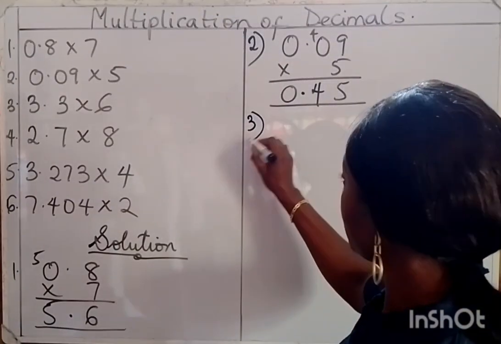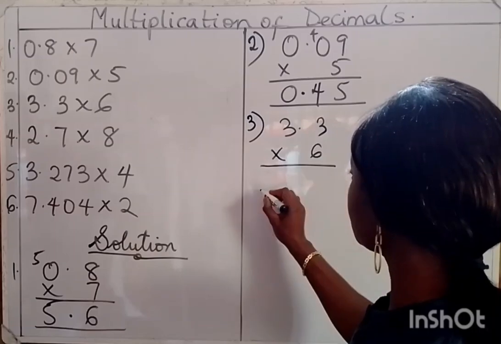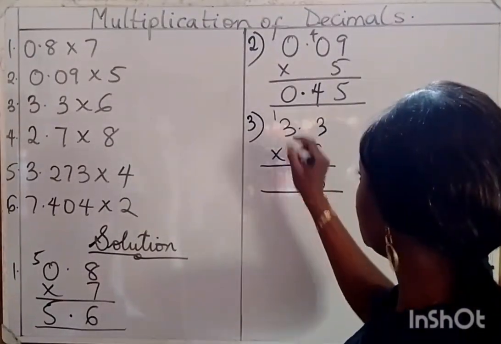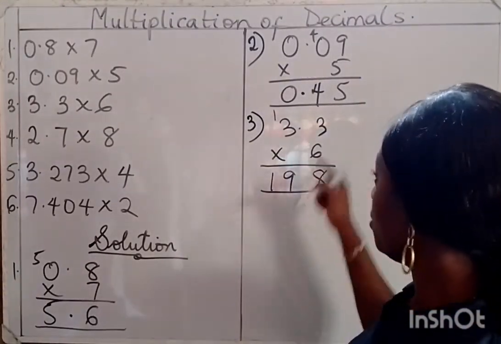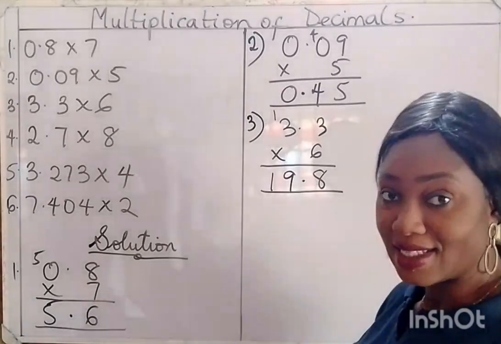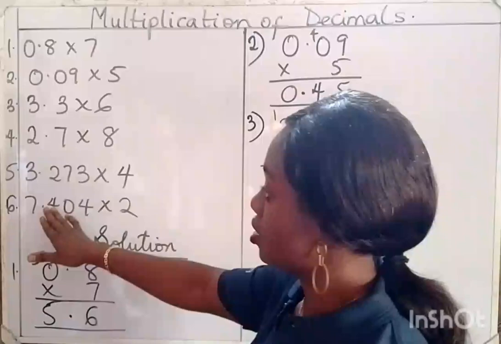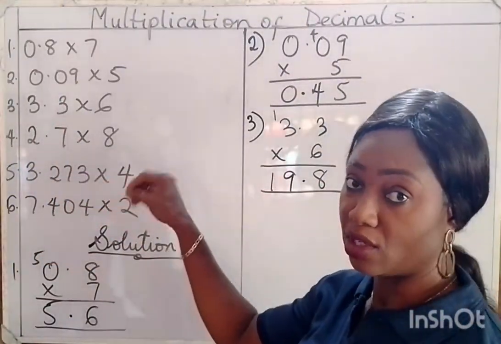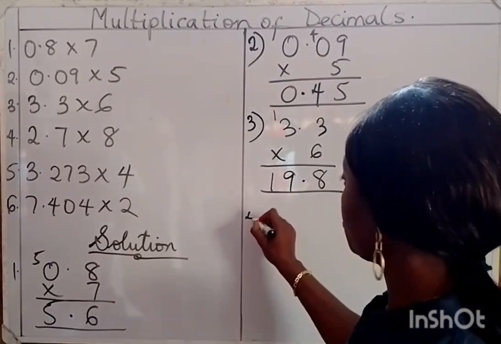Then the third question, we have 3.3 times 6. Where 6 times 3 equals 18, write 8 and carry 1. 6 times 3 equals 18 as well, plus 1, that's 19. Then we count one decimal place, and our answer is 19.8. So you're working with the question, which is the multiplicand. The multiplicand will tell you how many digit places you have to move your decimal after you've gotten your answer.